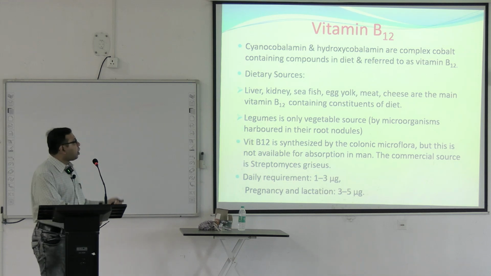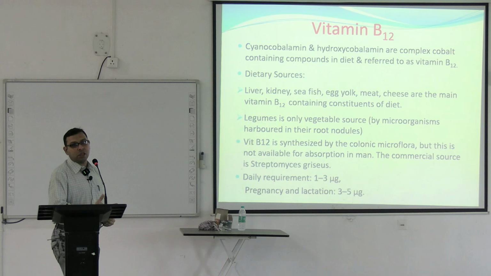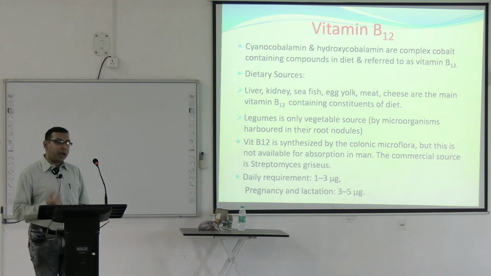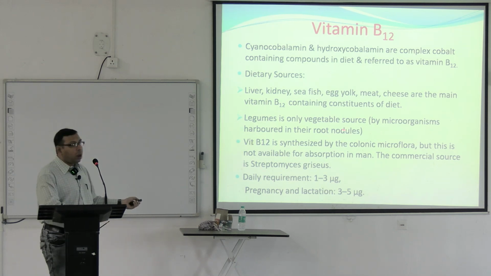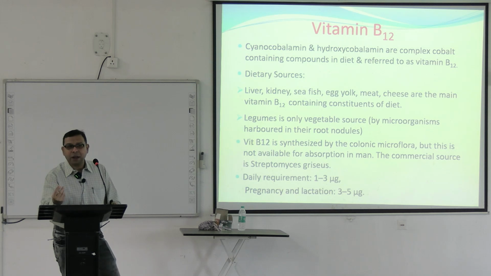Okay, so what are the dietary sources? Liver, kidney, sea fish, egg yolk, meat, cheese. These are the main vitamin B12-containing constituents of the diet, the different types of animal sources. The only source of vitamin B12 is animal source. Legumes are the only vegetable source, but that is due to microorganisms harbored in their root nodules. In the legumes, in the root nodules, there are microorganisms like bacteria, and ultimately they synthesize vitamin B12.